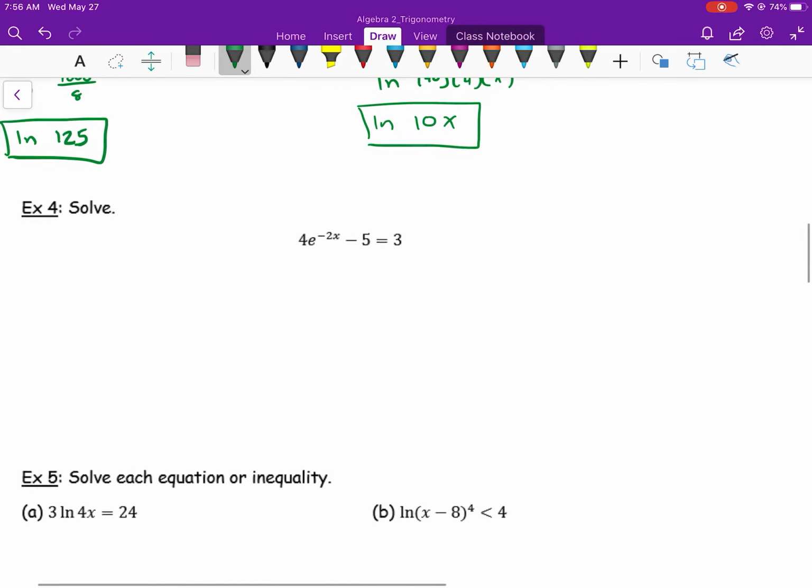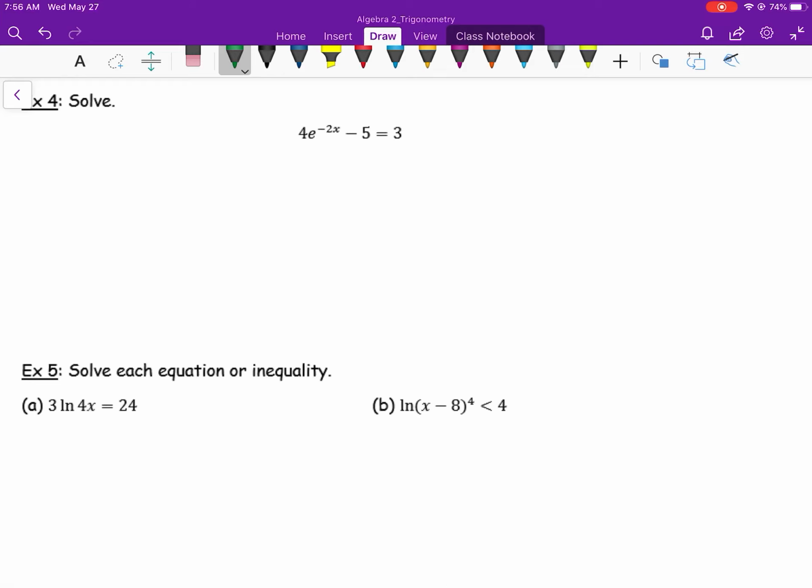Alright, example 4, now we're going to solve these equations. So we have 4e to the negative 2x minus 5 equals 3. What we want to do is isolate the e. So I'm going to add 5, so do my SADMAP. Algebra hasn't changed here. So 4e to the negative 2x is equal to 8, divided by 4. So we get e to the negative 2x is equal to 2.